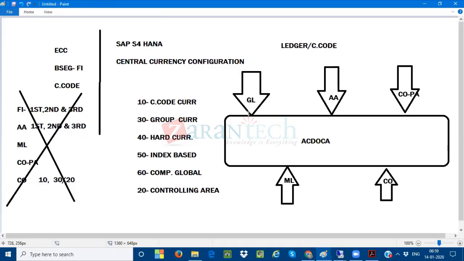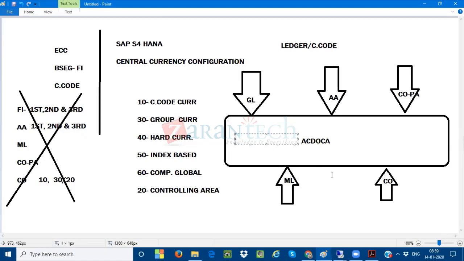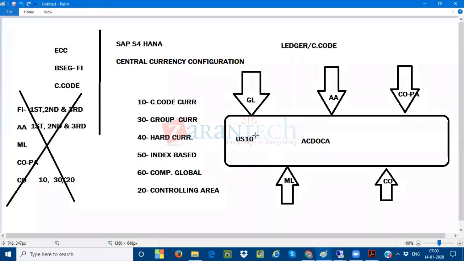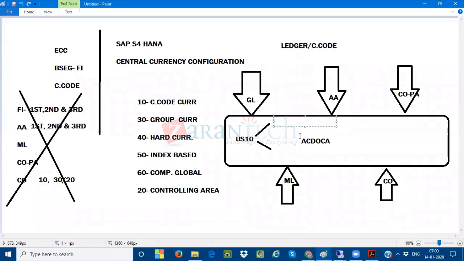So when you take a company code, for example US 10, I have assigned two ledgers to US 10. One is the non-leading ledger, another one is the leading ledger. I'll tell you the purpose of the non-leading ledger also. The leading ledger is called OL, and here I'm taking a non-leading ledger, which I call L1.